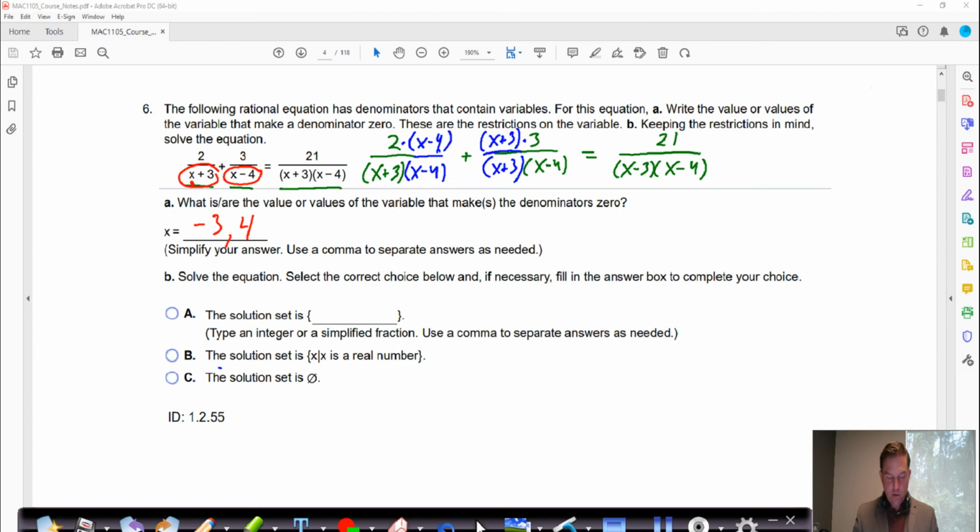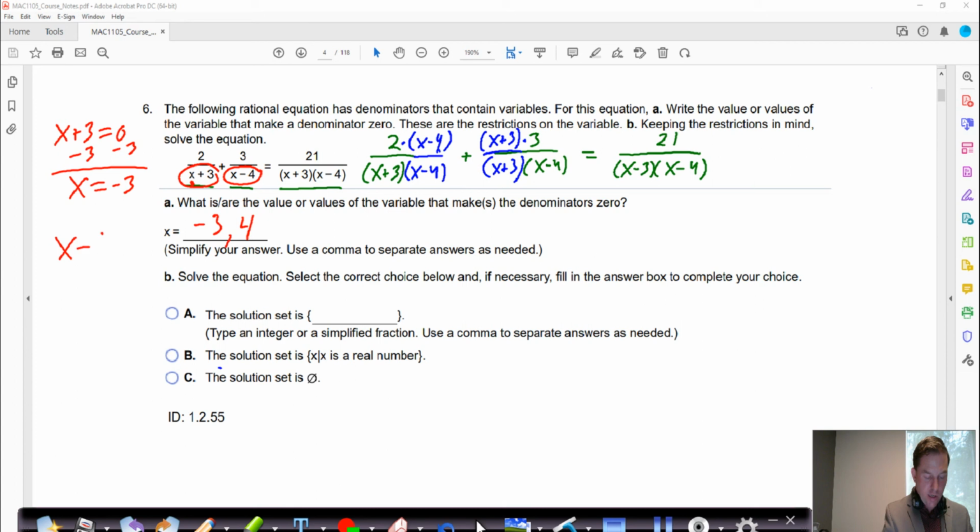Now you can always do this the long way. You can basically say, okay, I don't want x plus 3 to equal 0, so I set it equal to 0, and then subtract 3 from both sides, and you get x equals minus 3. And you can say, okay, I don't want x minus 4 to equal 0, so let's set it equal to 0, and then I add 4 to both sides and get x equals 4.